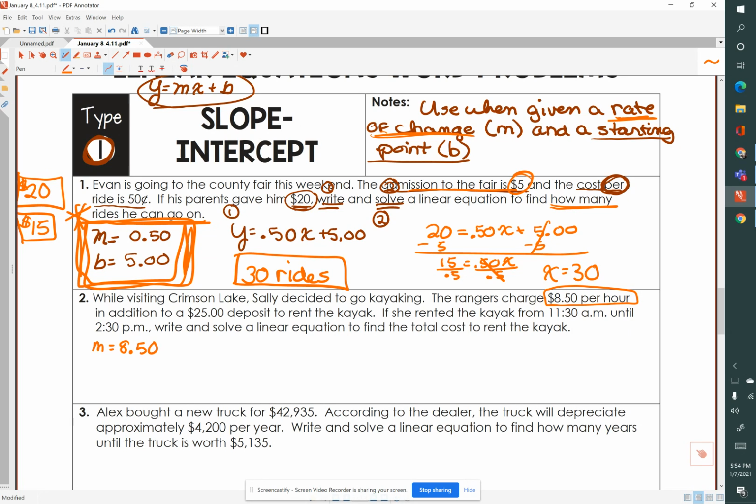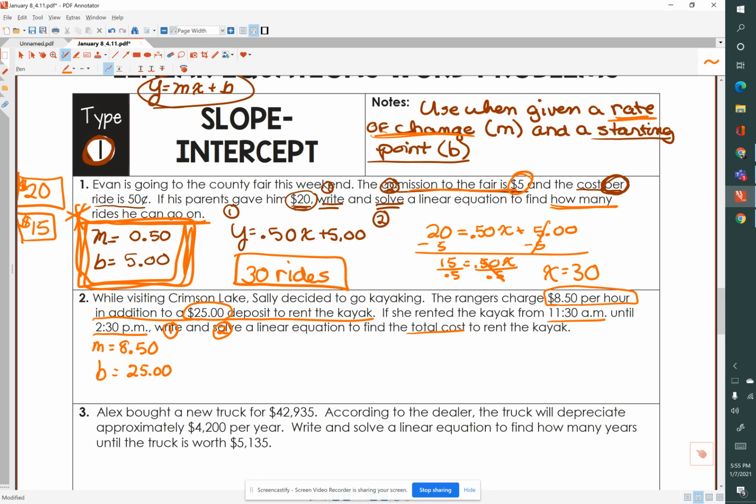Okay, $8.50 per hour in addition to a $25 deposit. Okay, I've got that initial starting point. My b is $25. If she rented the kayak from 11:30 until 2:30, write and solve a linear equation to find the total cost to rent the kayak. So we have two things to do.